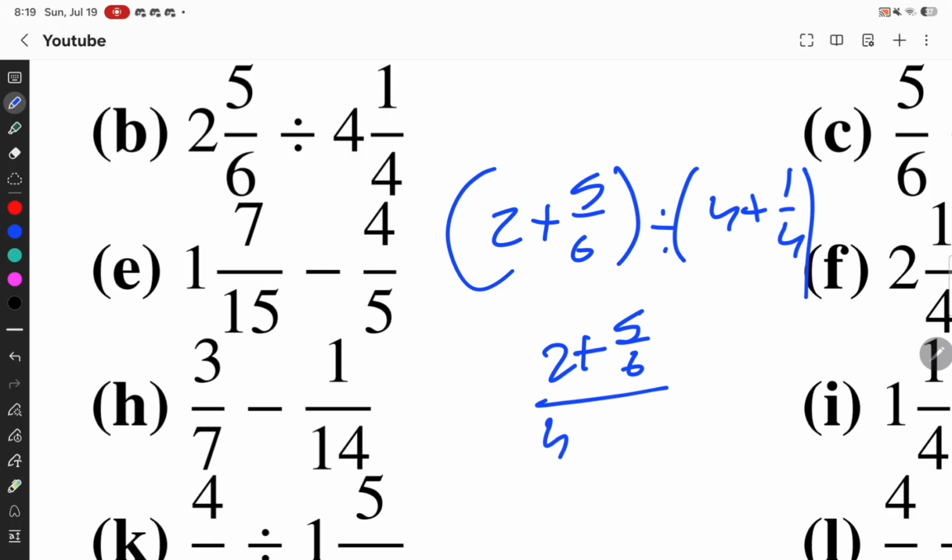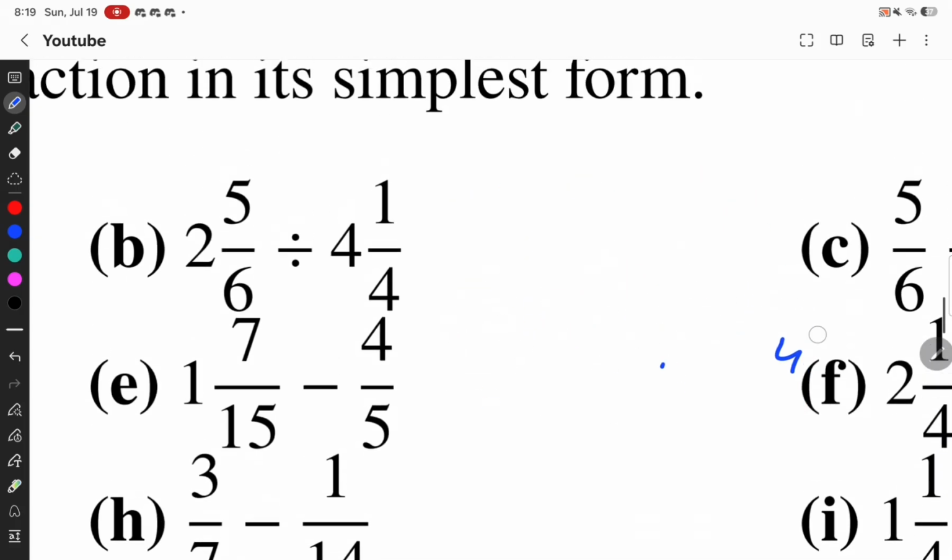You cannot divide an addition, because remember, what did I tell you? Addition and subtraction are different from multiplication and division. So you cannot do this like this. So you have to turn them into a fraction, then we can do it. Now let's turn it into a fraction.